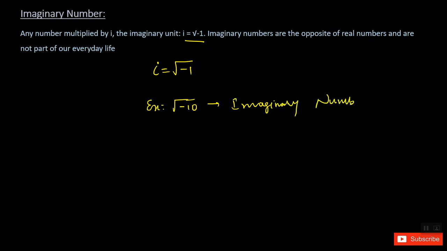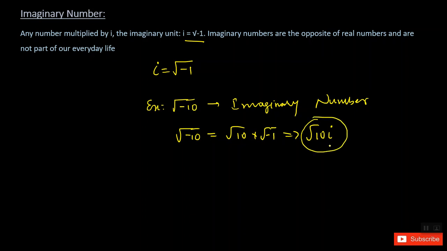So why am I saying it's an imaginary number? Because square root of -10 can be simplified. I can write it as root of 10 times root of -1, right? So this is further written as root of 10 times i, since we know that the value of root of -1 is i. As we say, the square root of 10 is multiplied by the imaginary unit. That's the reason we say the square root of -10 is an imaginary number.